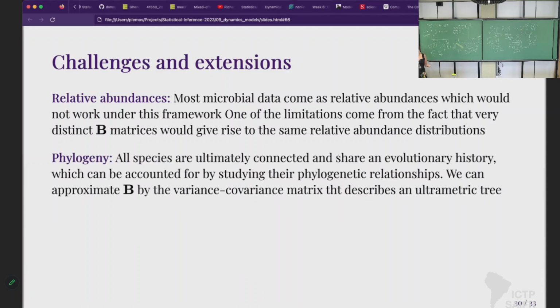Another cool extension is that we show different ways that we can simplify or approximate this matrix B. What if this matrix B contains information about phylogeny, meaning how species are related to each other? Every phylogenetic tree can be described by a variance-covariance matrix, and then we can use the structure of this matrix as our matrix B and fit parameters related to the branch length. This would give us information on how the species are competing with each other or sharing resources. So we can include phylogeny as one of the ways that B can be modified.